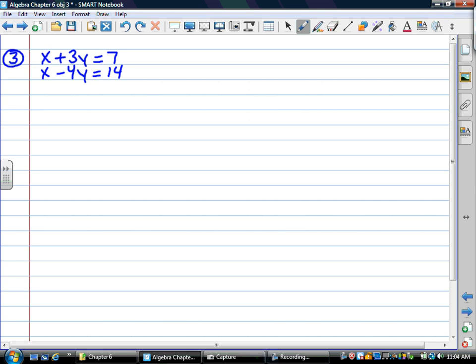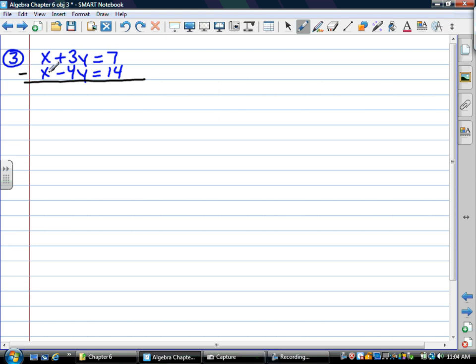Now, are we going to use addition or are we going to use subtraction? Well, I see opposite signs here, but the coefficients are not opposites. So I'm not going to be able to use addition. But I see that I have the same coefficient here, 1x and 1x. Anytime I see coefficients that are the same, I want to subtract to eliminate the variable.